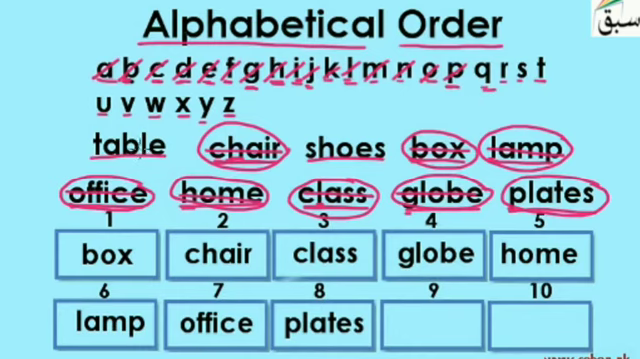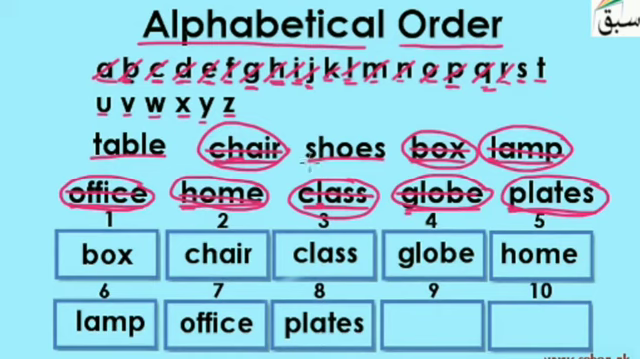Now is there any word with Q? There are only two words, table and shoes. It means there is no word from Q. Now we will cut the letter Q. Now the next letter is R. Again there are the words table and shoes. There is no word from letter R. So now the next letter is S.